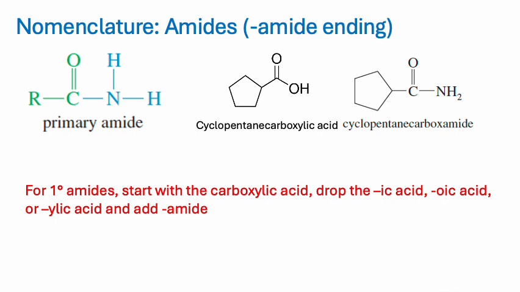So, for example, cyclopentane carboxylic acid, drop the ic acid. And with the amide, we actually drop that yl too. So it's not just ic acid like with the esters. This would be carboxylate, and so we'd keep that yl. With the amide, we drop the yl also. So cyclopentane carboxylic acid becomes cyclopentane carboxamide. Notice that the ylic, that whole piece is gone, carboxamide.